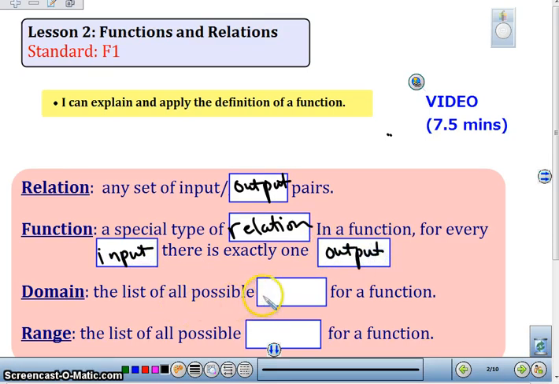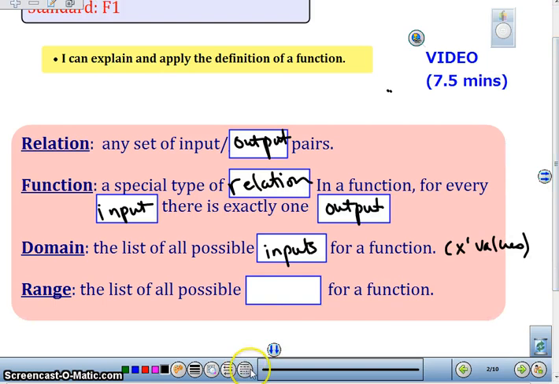Your domain is the list of all possible inputs. This is really all the x values a lot of times that we're talking about. Your x values in your table, an input. The range is going to be our list of output values. So this is going to be our outputs that we are looking at. And again, we might think of this as our y values.